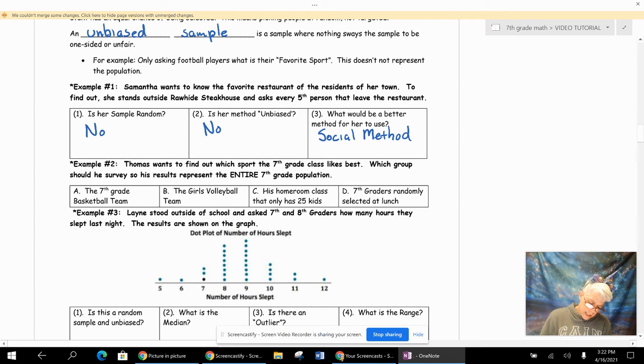His homeroom class that only has 25 kids? Maybe, that's a possibility, but sometimes the kids in those classes are grouped because of athletics and the way those class grades are. So the most random, most unbiased way would be D, randomly selected at lunch, like maybe every fifth person in line or something like that.